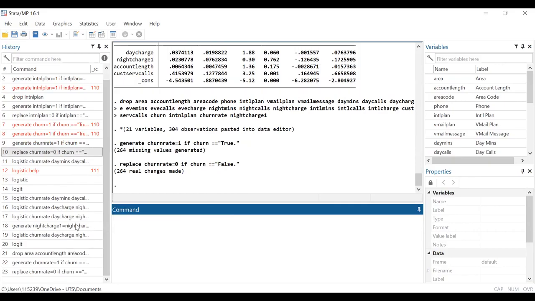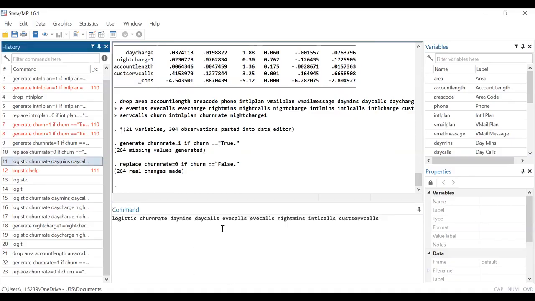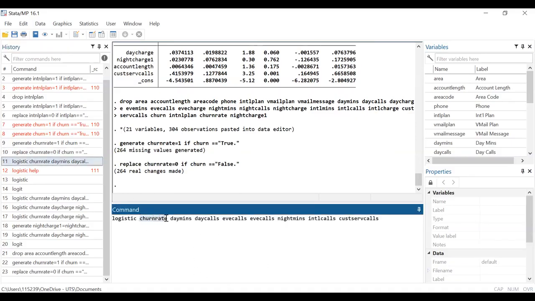All right, so now let's run a model. Here, our dependent variable, that is our outcome variable, is a categorical variable, 1 or 0, which essentially represents true and false. When you have an outcome which is not a quantitative variable but a categorical variable, we run a special class of models called logistic models. So I'm going to run a logistic model where churn rate is my dependent variable.